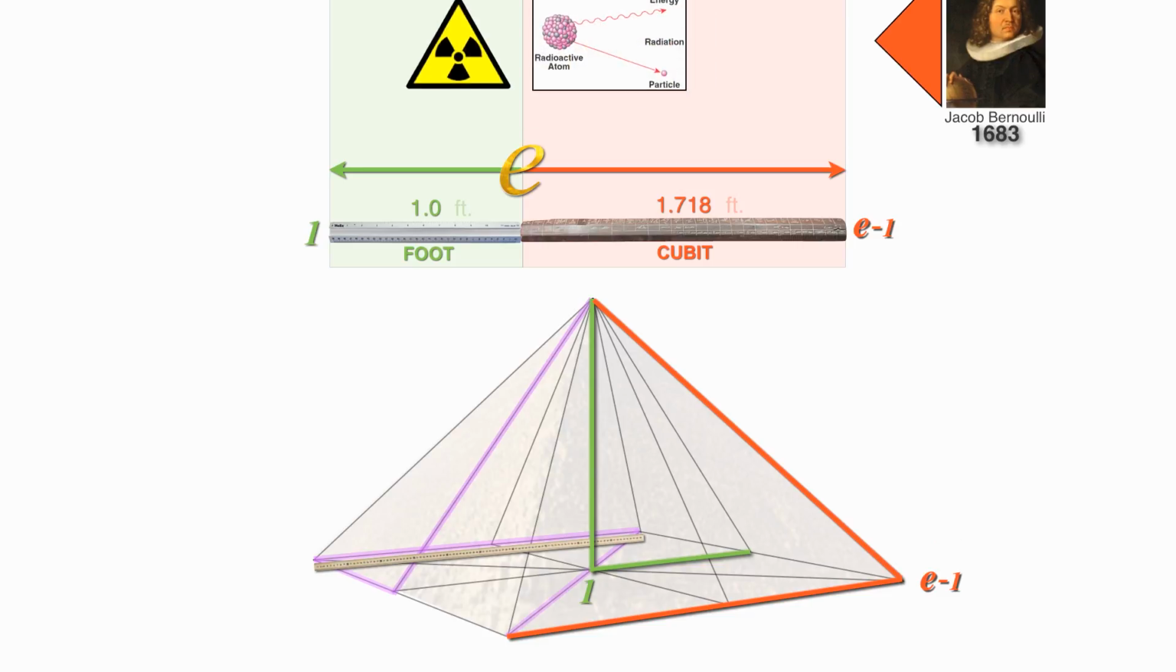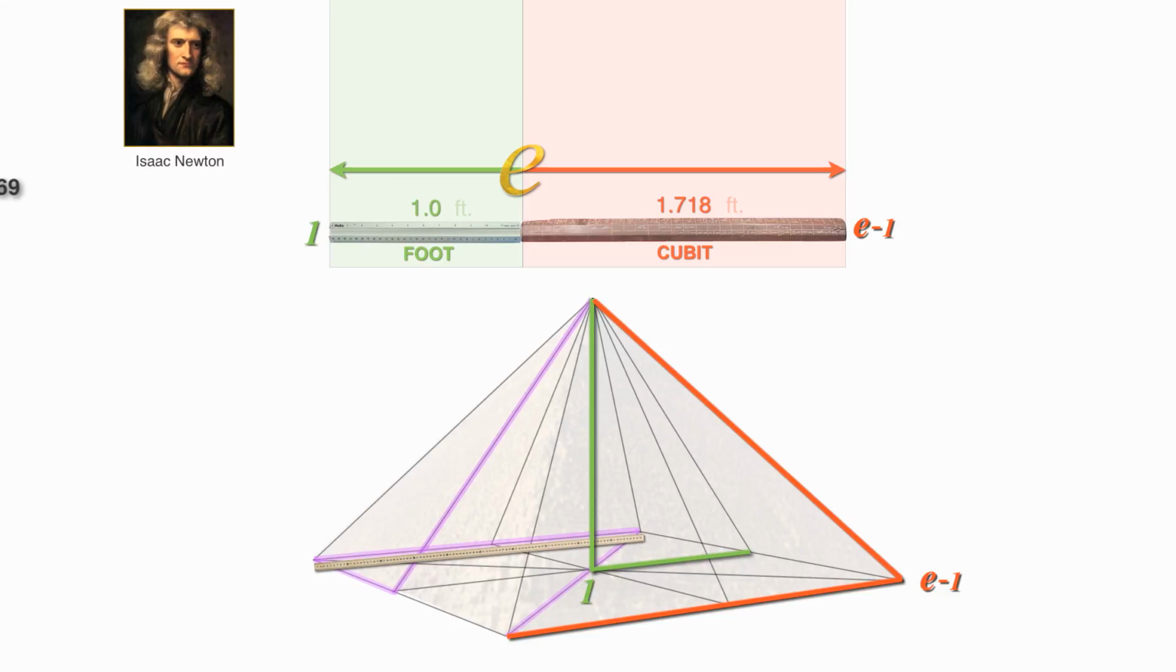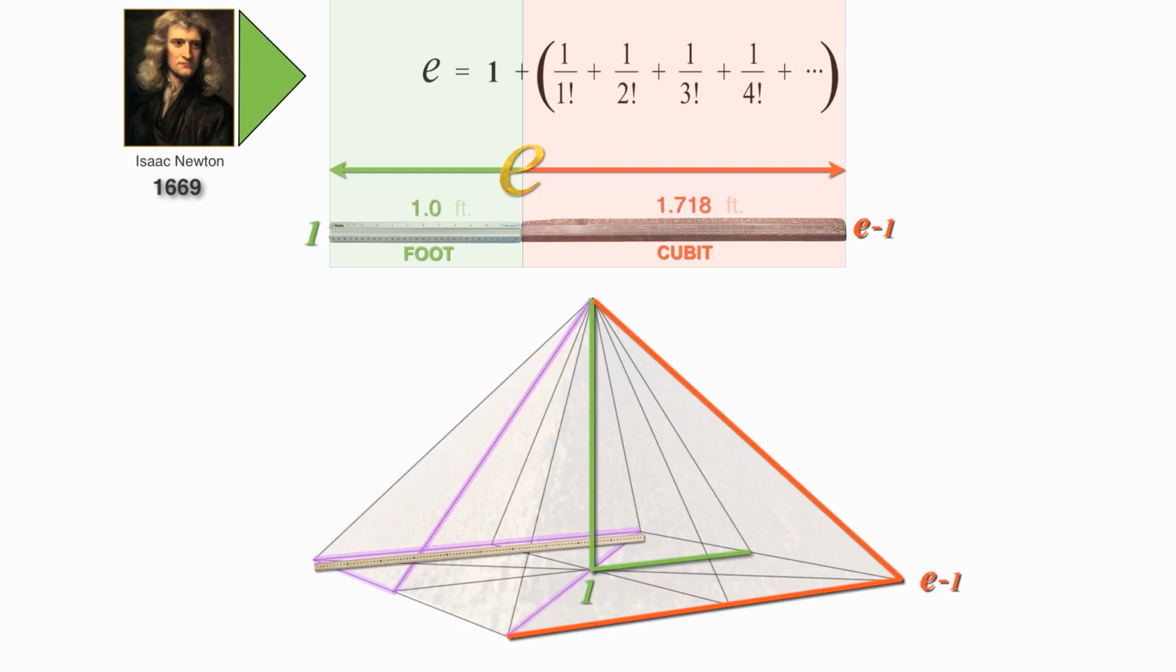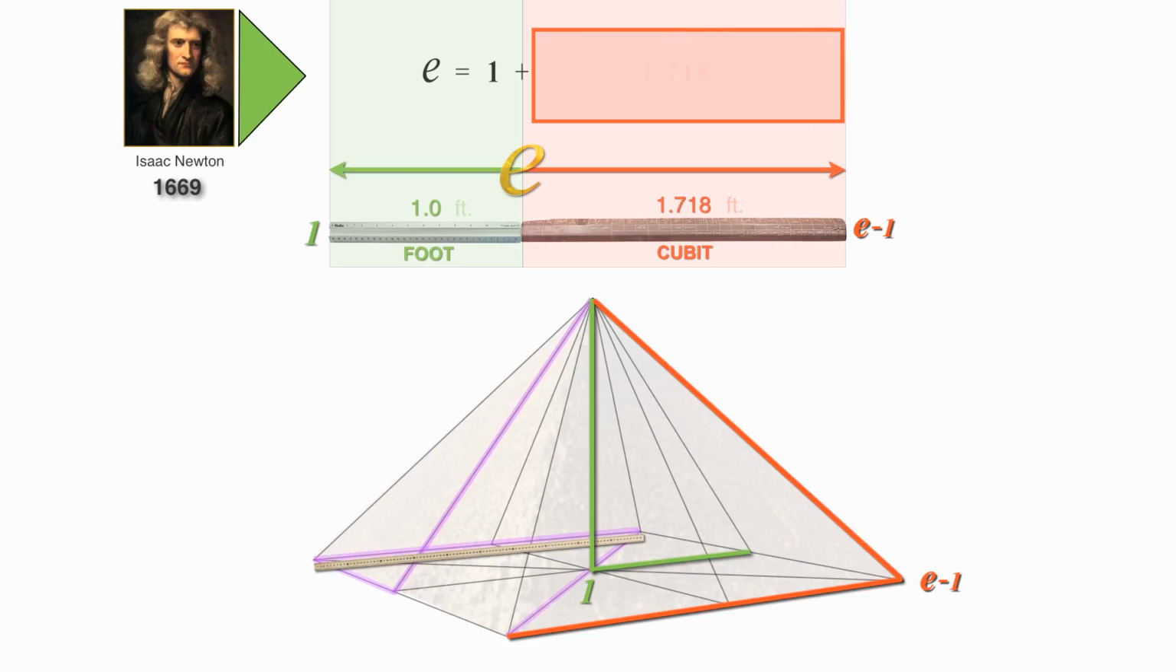It's everywhere. Newton found the same thing in 1669 with this infinite series of what's called reciprocal factorials. They're on the bottom with the exclamation points. They simply mean 1, 2 times 1, 3 times 2 times 1, etc. to infinity. And this part of the series converges to 1.718, and there's the 1, unity, preceding it, exactly as in Bernoulli's formula.